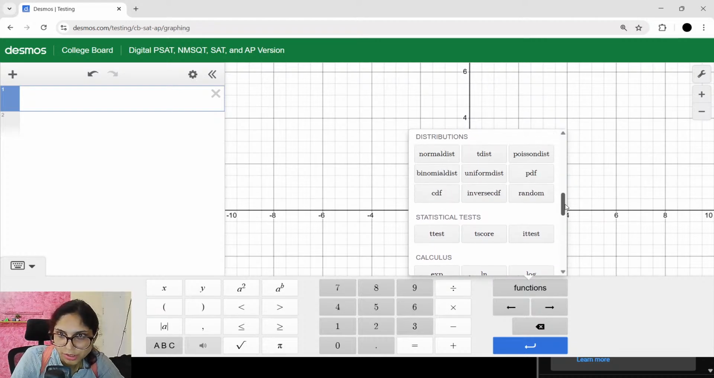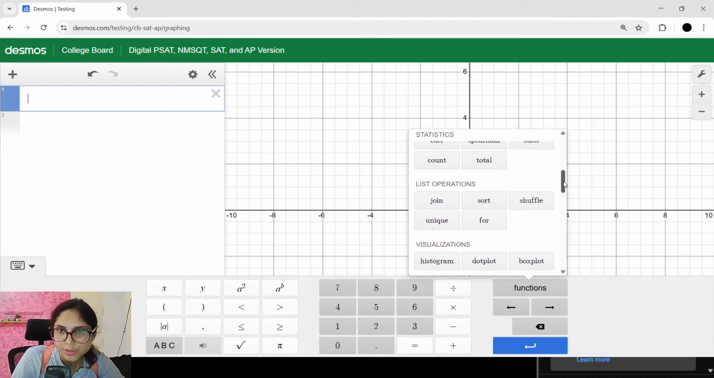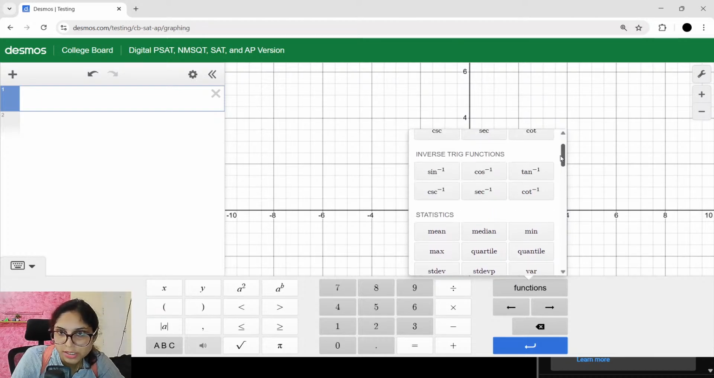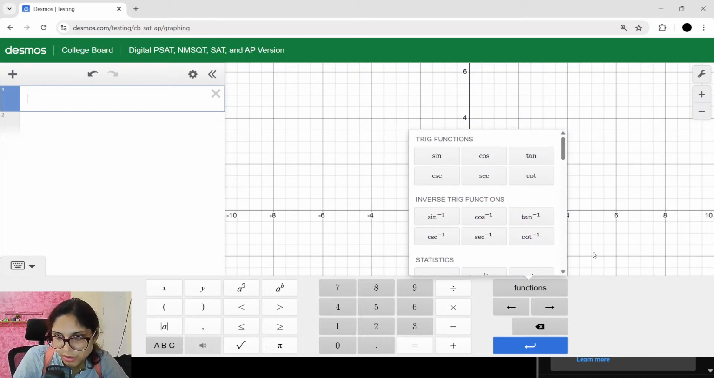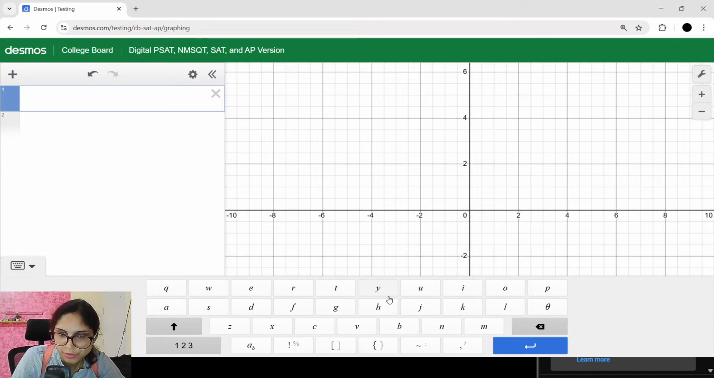Statistical test we have not covered, but distributions we have seen, visualizations we have seen. This is all statistics. List operations we have not covered. Statistics, you can find all these things, and these are inverse trigonometric and trigonometric functions. All right. And this is your less than, greater than or equal to, greater than, less than, these things. And if you want to type any other symbols, you can do it from here. For example, theta is also here. So you can go to ABC and see theta over there, or you can just type theta. T-H-E-T-A. This symbol is known as theta. So if you write theta, you can see theta over here. All right.